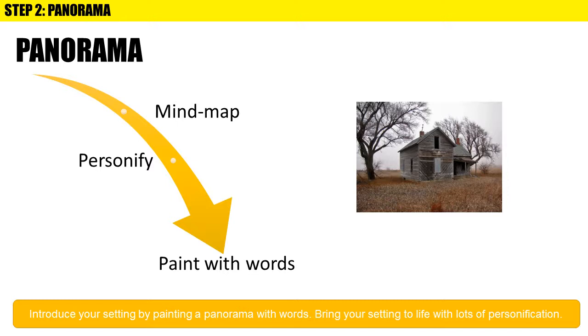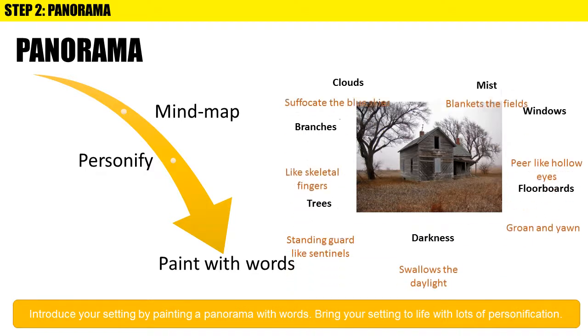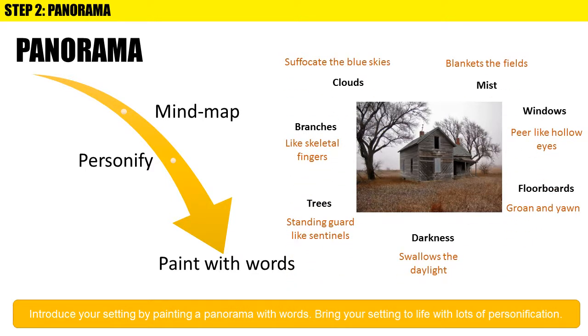For an example, if we were setting our story in an eerie abandoned house in a forest, we might mind map details such as the trees, its branches, and the windows. We could then personify these details, such as clouds that suffocate the blue skies, floorboards which groan and yawn, and this personification very quickly helps us to create atmosphere and bring our setting to life. When we write it up, we are careful not to just list these things, but to use them to paint a vivid picture of our setting. Practice this now.